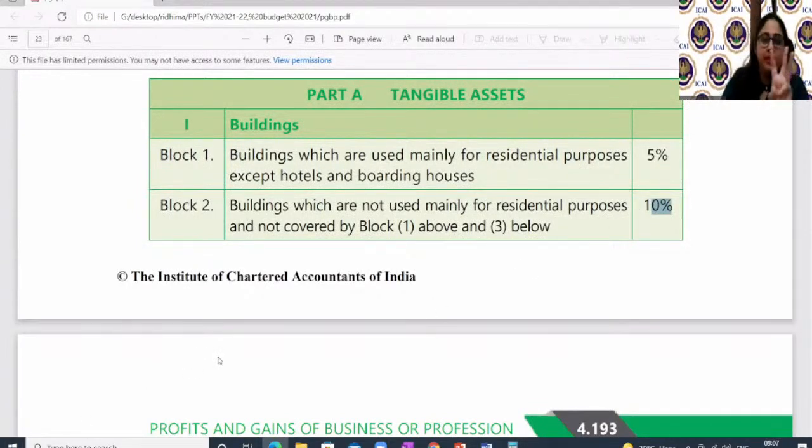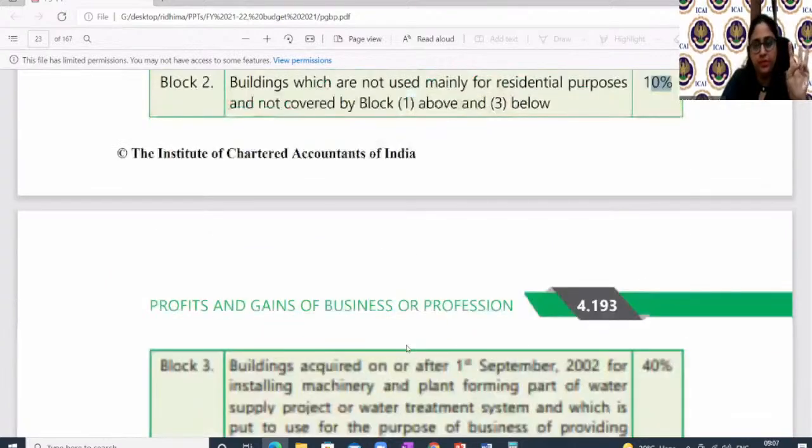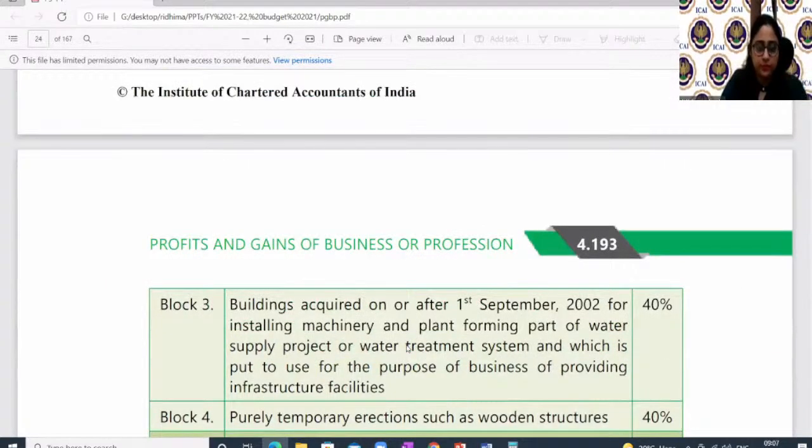So see the main rates: building used for residential purpose, 5%, except hotels and boarding houses. Building not used for residential purpose, 10%. Temporary structure, 40%.